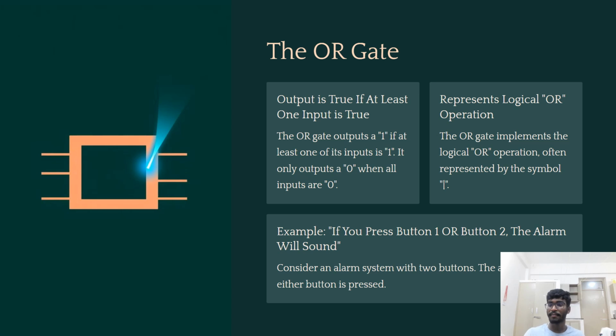And second, it represents the logical OR operation. The OR gate implements the logical OR operation, often represented by the symbol plus. Example: if you press button 1 or button 2, the alarm will sound. Consider an alarm system with two buttons. The alarm sounds if either button is pressed. Then we go to the next gate.